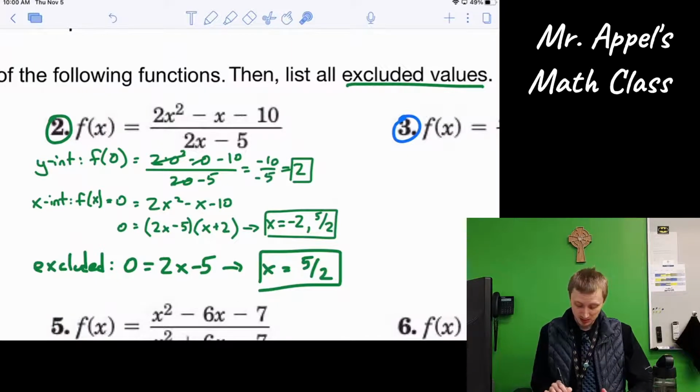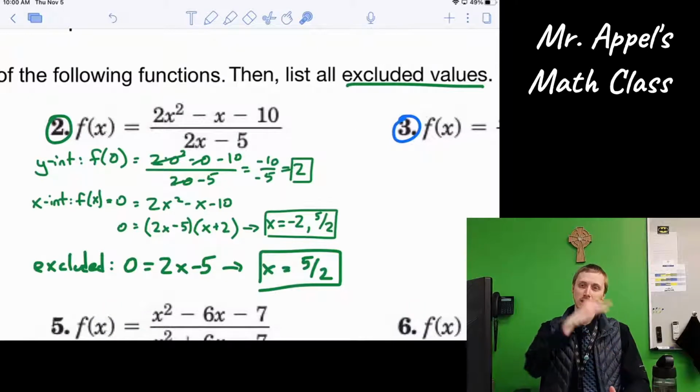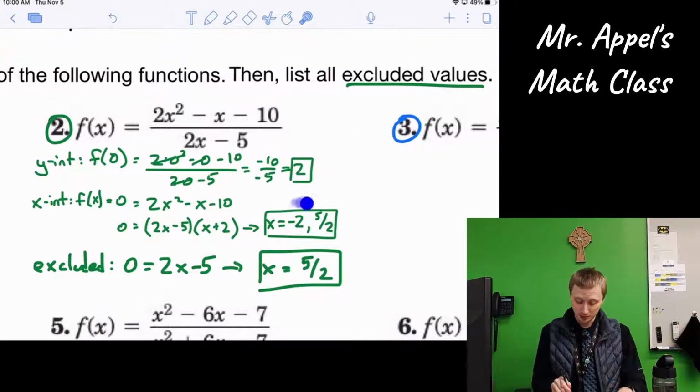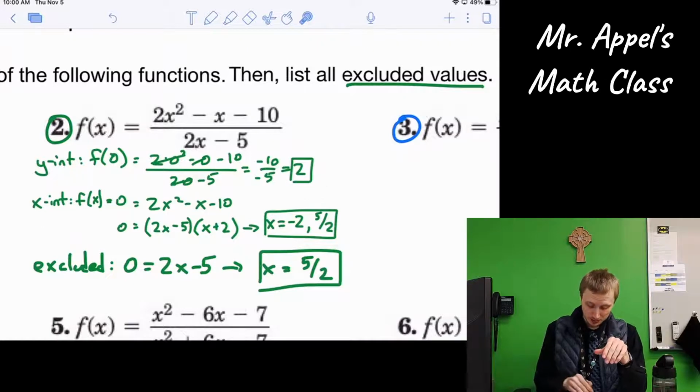It means that this is not actually going to show up as an intercept on our graph because it's been excluded. Right? But we'll talk more about that next week, the implications of all these numbers. For right now, we're just finding the y-intercept, the x-intercept list, and the excluded values list.